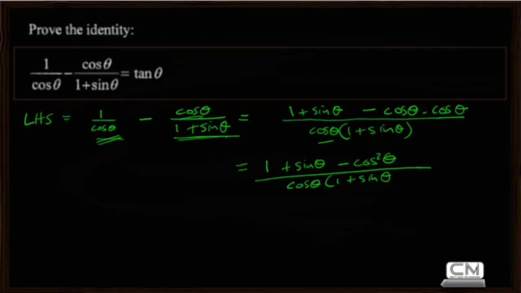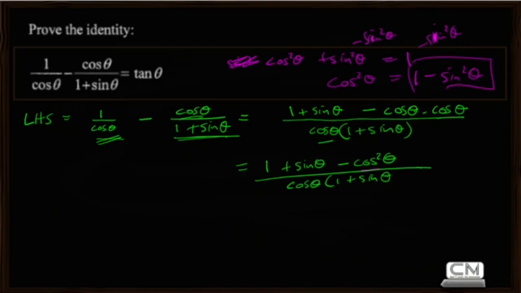Now, let's do a treatment on this cosine of theta. You know the original Pythagorean identity says cosine square of theta plus sine square of theta is equal to 1. Now, if we subtract sine square of theta from both sides, then we'll get cosine square theta can be replaced by 1 minus sine square of theta, which is what we'll do over here within our next step.